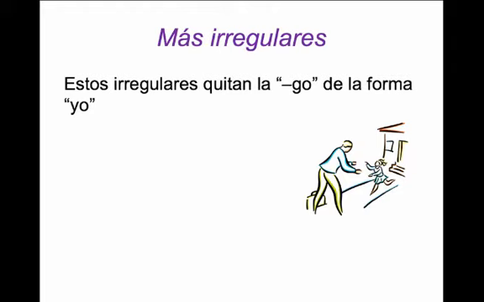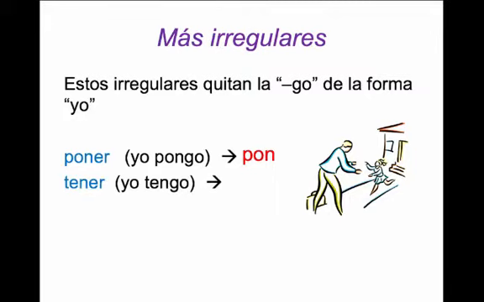There are also some other irregulares that kind of follow a pattern. So in these irregulares, you simply take the yo form and you take off the go. So for example, poner, the yo form of poner, quita la go, and you end up with pon. Pon la mesa, set the table. Tener becomes ten. Decir, the yo form of decir, to say, is yo digo, I say. Again, if you take off the go, you end up with di. Say, or tell.